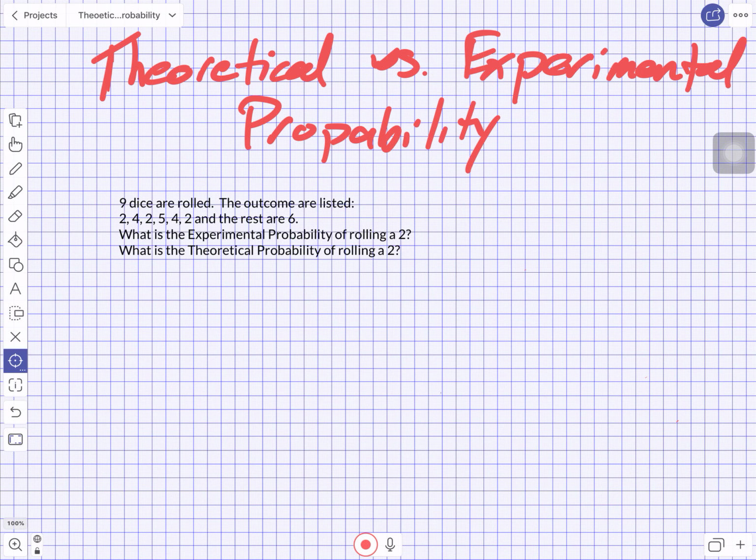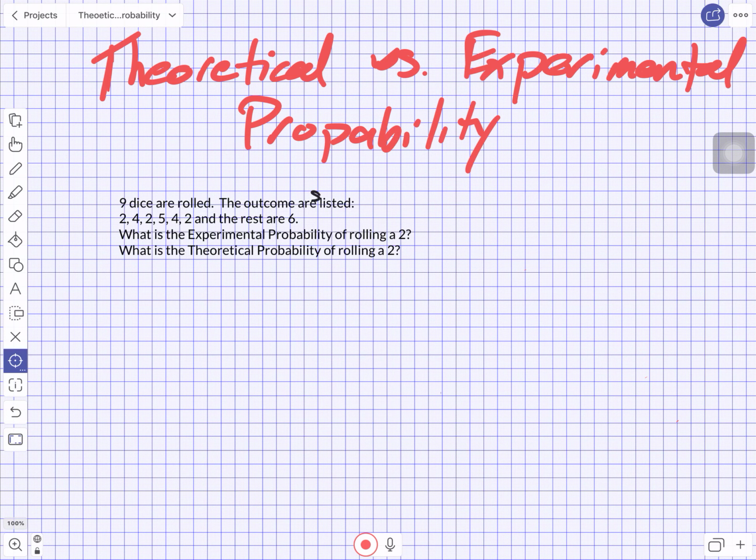So the very first line says 9 dice are rolled. The outcomes are listed, and there are your outcomes. They have a 2, a 4, a 2, a 5, a 4, a 2, and then the rest of the dice are 6. So the very first question is, what is the experimental probability of rolling a 2? What is the theoretical probability of rolling a 2?